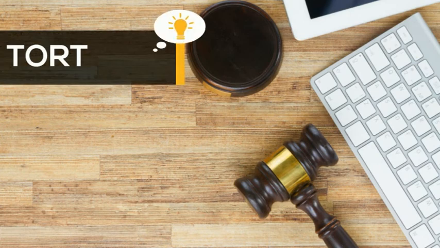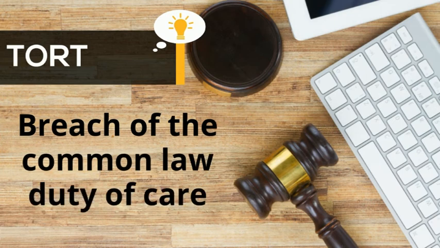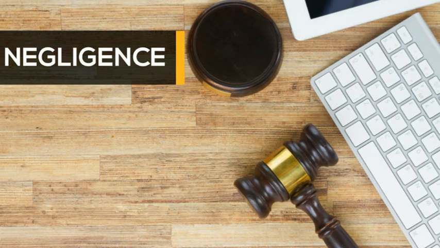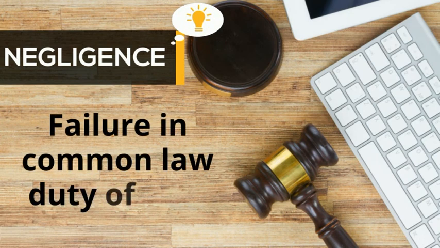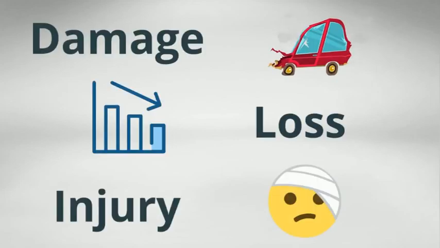Tort. Now this is a legal term. It means where there's a breach of the common law duty of care which results in loss, damage or injury. The most common form of a tort is what's known as negligence. And this is when there's a failure in common law duty of care that one person owes to another that leads to damage, loss or injury. That's when negligence occurs.